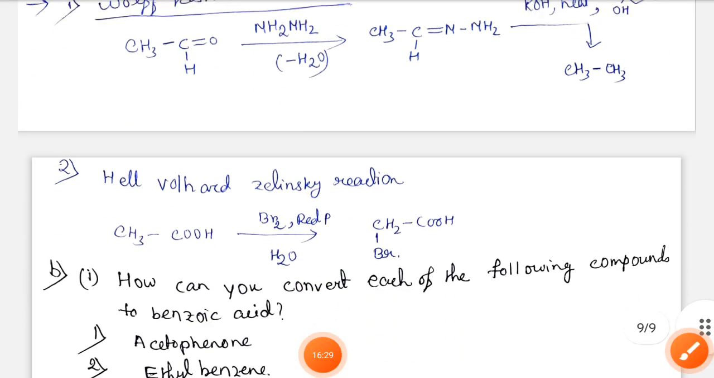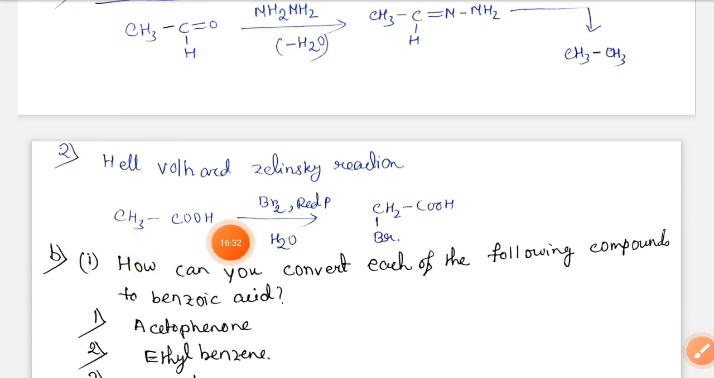Next, Hell-Volhard-Zelinsky. If we take an acid, that is CH3COOH, acetic acid, and the reagent is Br2 with red phosphorus and water, then an alpha bromo acid is formed.